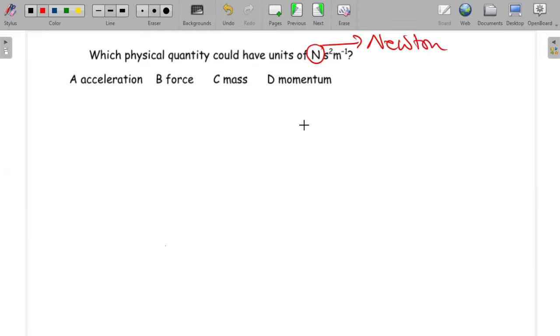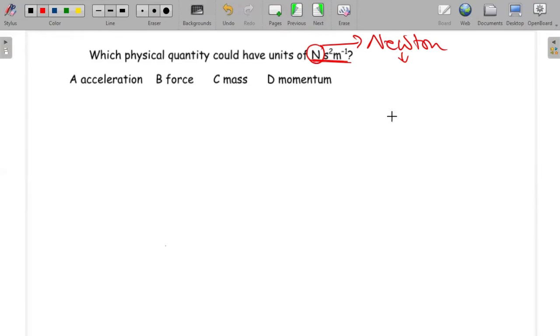We're supposed to bring in the physics knowledge now, because we are not going to guess which physical quantity uses this unit of measurement. So they've included the unit here. So what are we going to do first? Let's convert this derived unit of measurement into its base unit of measurement. Let's convert the Newton into its base unit of measurement.